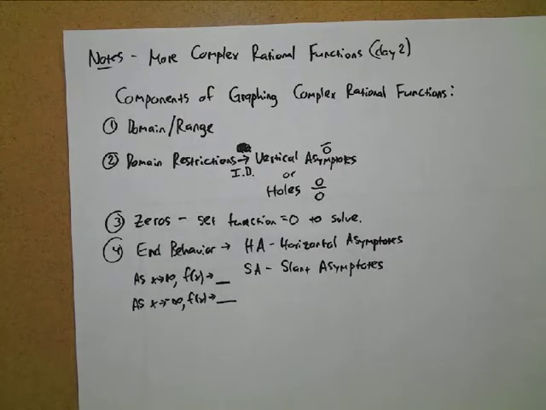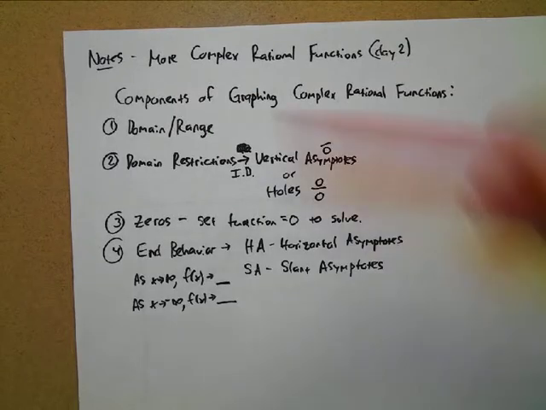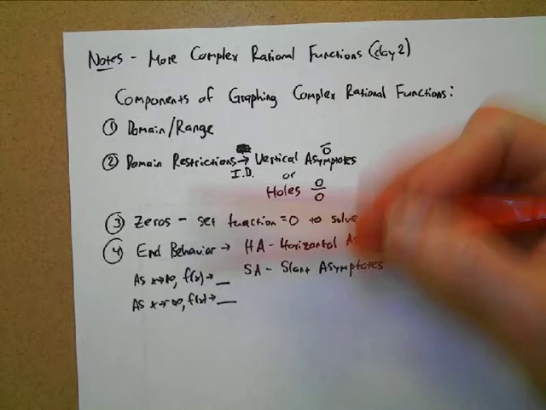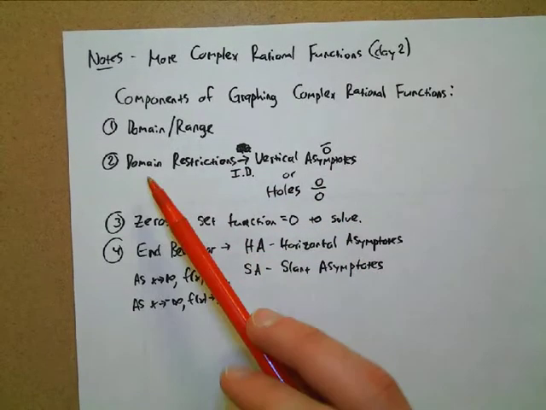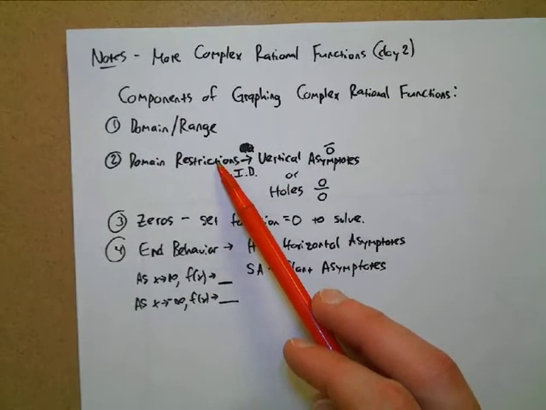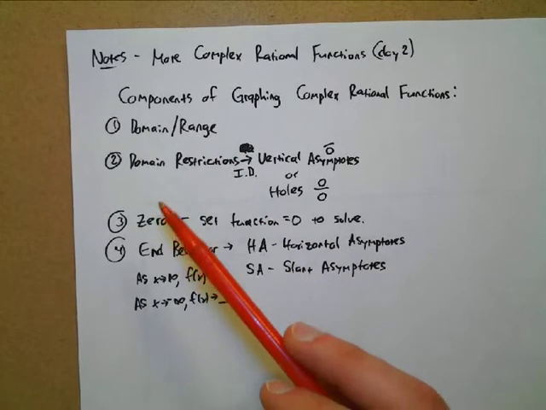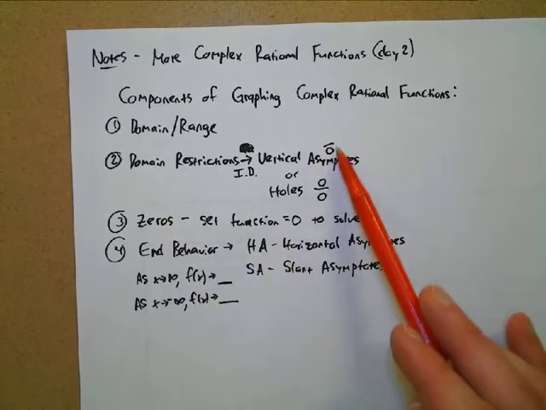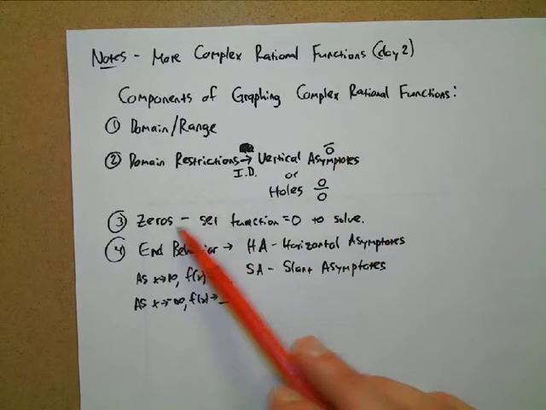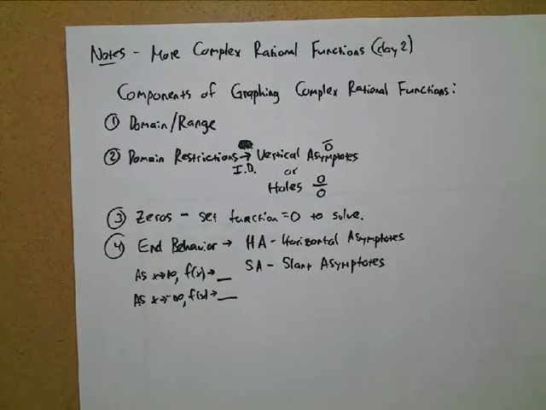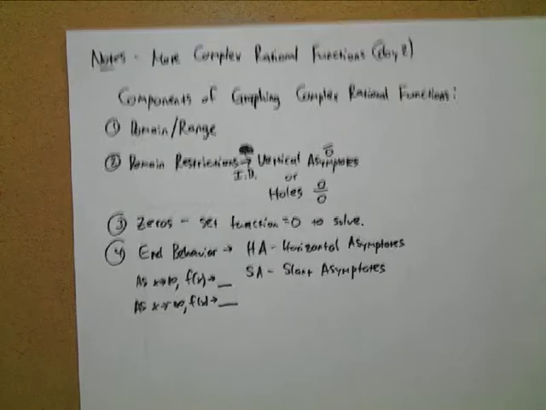Any questions so far? That's just a summary of the different components we want to be able to do. Domain and range is going to incorporate all this information. We should already be comfortable with domain restrictions; you're just looking for what makes your function divide by zero. Zeros we should also be comfortable with. You just set the function equal to zero, and since it's a rational function, you set the numerator equal to zero to find those zeros. For the domain restrictions, you set your denominator equal to zero and solve. And for the end behavior, that's what we'll look at today.